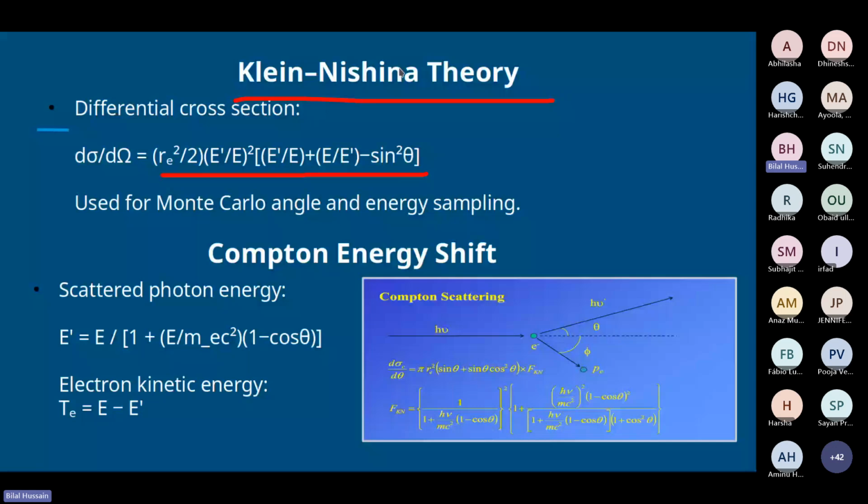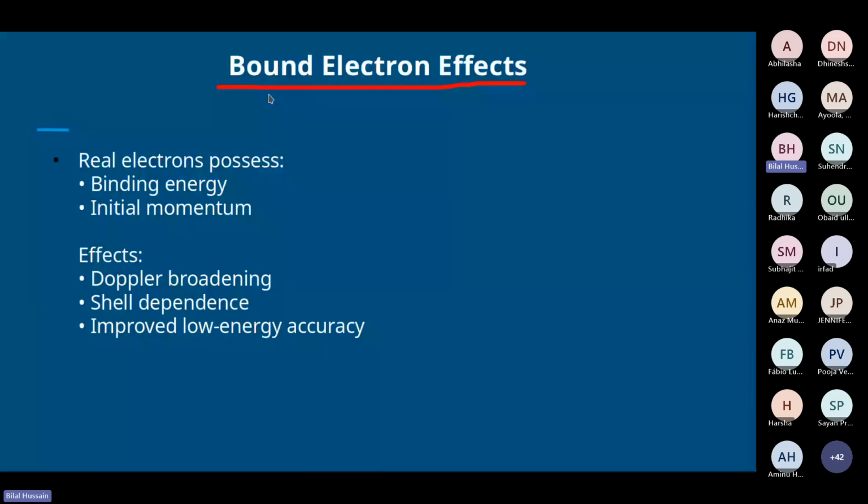But when you deal with the whole atom, we have so many other electrons there. What will be the interference of this electron with the interacting electron? So a real electron process consists of binding energy and initial momentum. When a photon is interacting with the electron, let us say we have a free electron, but this could be a part of one shell. There may be other electrons in the shell. There are other shells containing electrons. This may be a free electron.